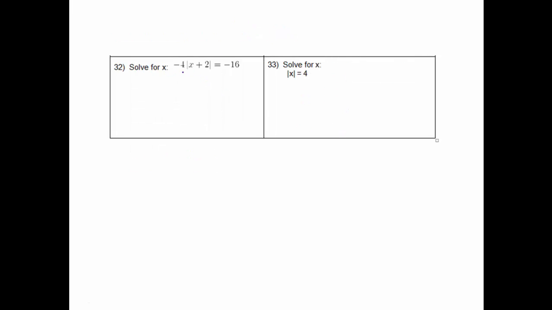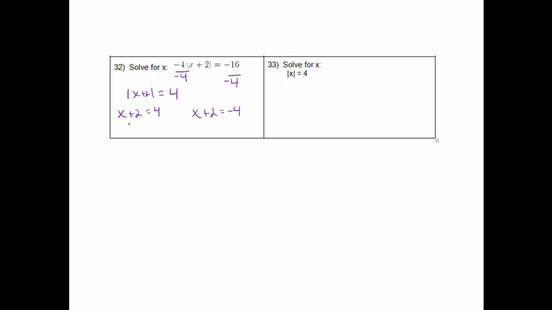Okay, solve for x. We've got -4 times the absolute value of x plus 2 equals -16. We would like to isolate the absolute value, so we're first of all going to start by dividing both sides by -4. So I'm going to have the absolute value of x plus 2 is equal to -16 divided by -4, which is 4. Okay, from here, we know to write two equations, so I'm going to have x plus 2 could equal 4, and x plus 2 could equal -4.